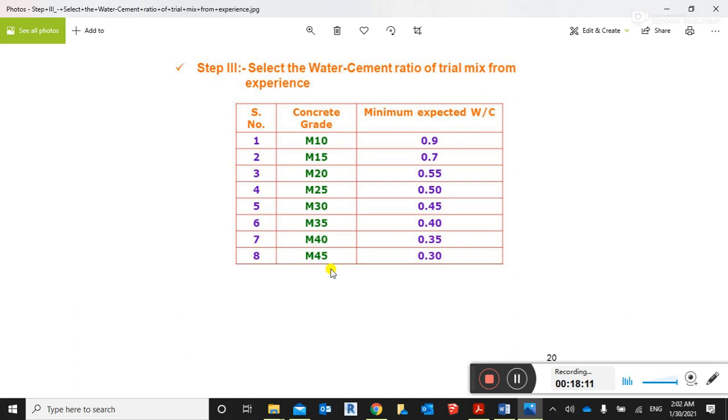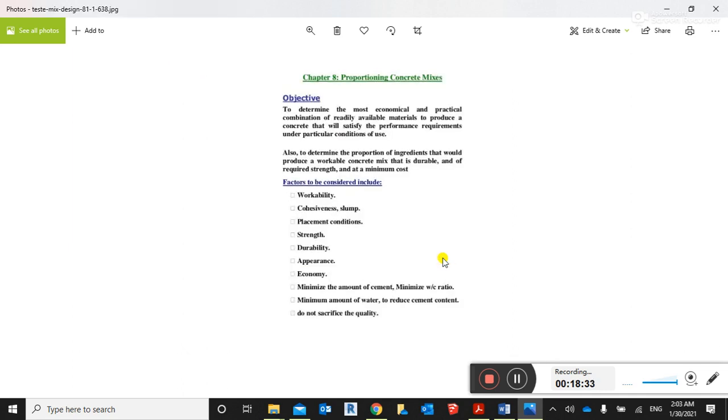A very important question we come across here. See, as the grade of concrete goes down, the water cement ratio goes up. See, 0.9 for M10. As the grade of concrete increases, at M45, the water cement ratio reduces. This is very important, guys.